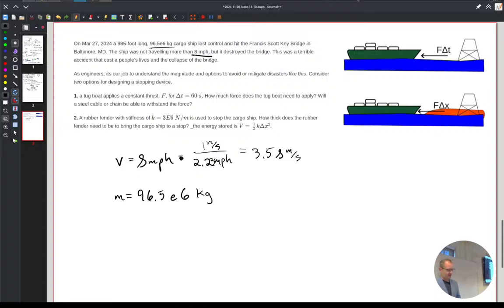So what do you think? How long do we need to apply thrust to bring this thing, or how much thrust do we need to stop this thing?